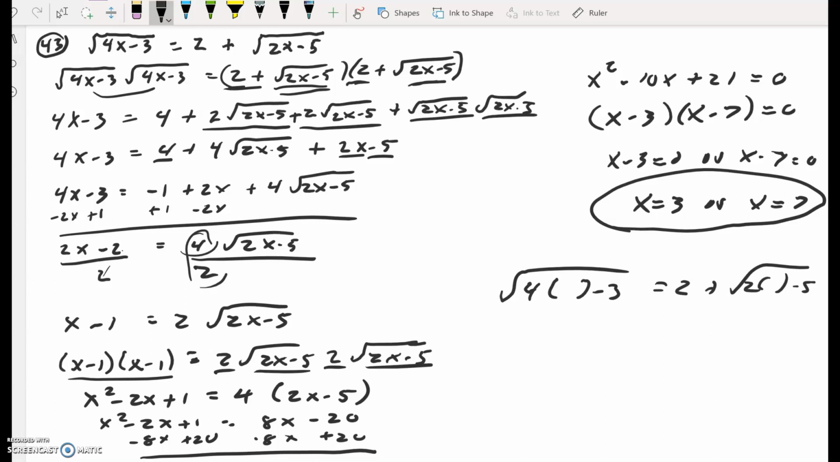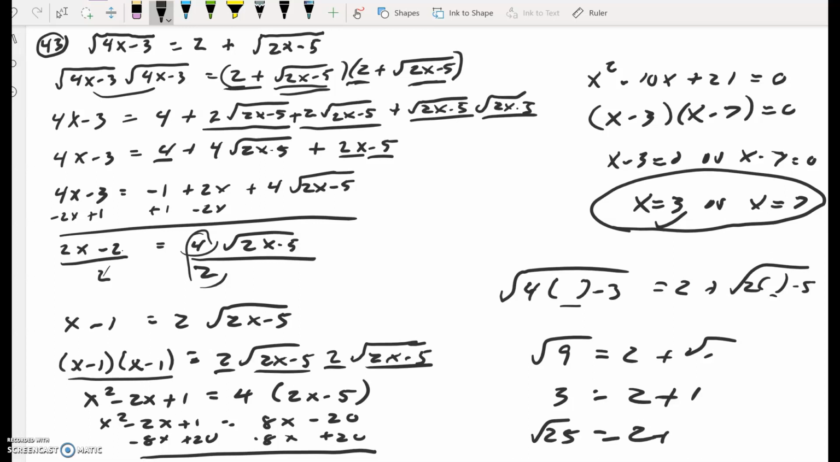If I put in 3 here and here, I get the square root of 9 is supposed to equal 2 plus the square root of 1. 3 does equal 2 plus 1, so 3 checks. If I put in 7 here, I get that the square root of 25 is supposed to equal 2 plus, putting in 7 here, I get 2 plus the square root of 9. 5 does equal 2 plus 3, that's a check.